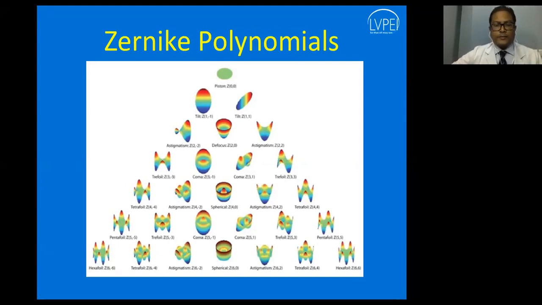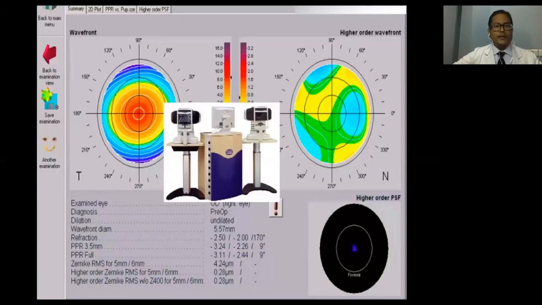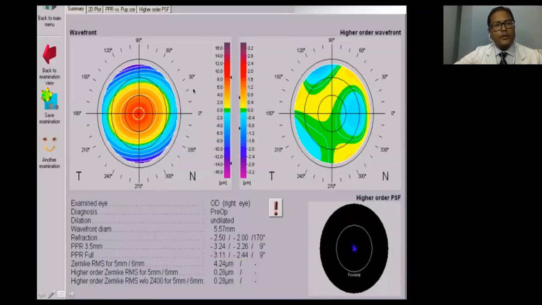Now, the common aberrometer in clinical practice is the OPD-Scan 2Z platform. So it typically gives an output, as you can see on your screens, which has a wavefront and that by a higher order wavefront.